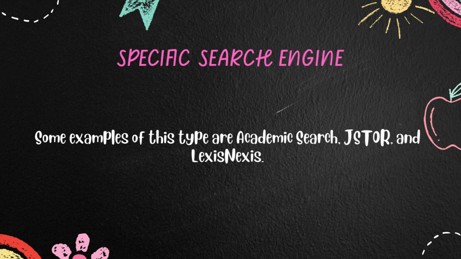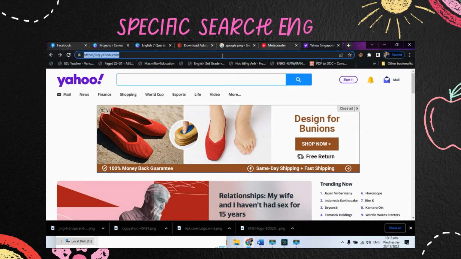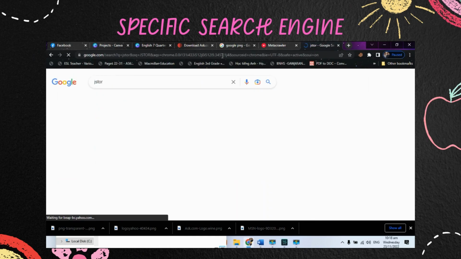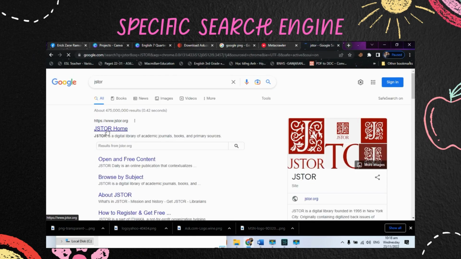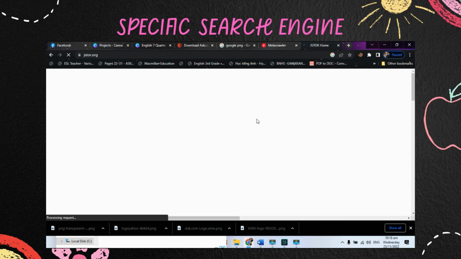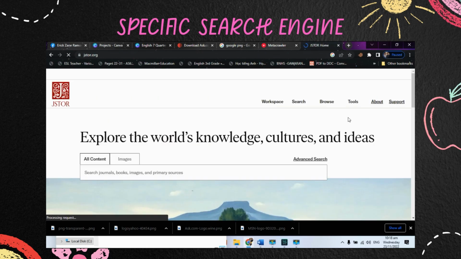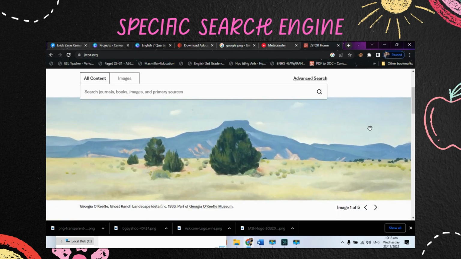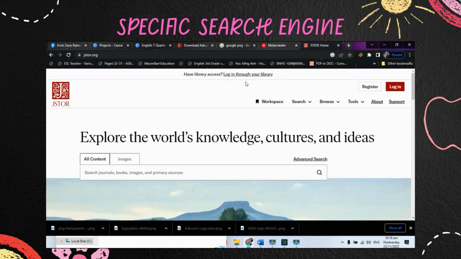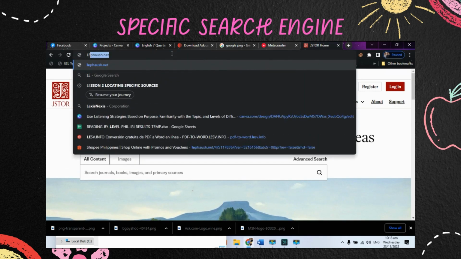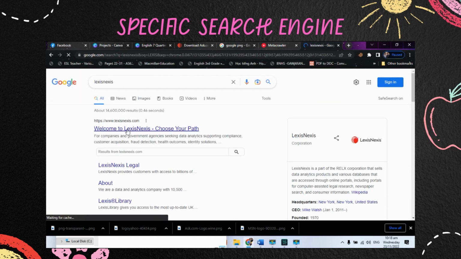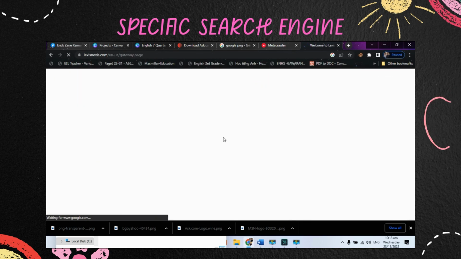All right. So an example of it, we have JSTOR. Okay. So that's JSTOR. And then also we have LexisNexis. The users of LexisNexis are usually lawyers, law students, and other persons involved in the exercise of law or the study of law.